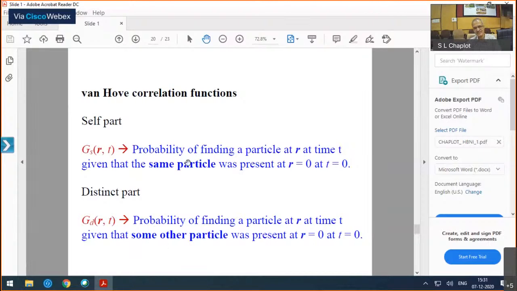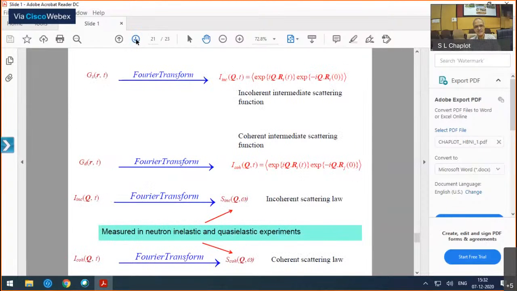In fact, I should say that this one is also related to the coherent scattering as well as incoherent scattering, because even though it's the same particle or atom, it has both coherent and incoherent scattering. So both of them will contribute to this, whereas only the coherent part of the scattering will contribute to the distinct correlation function. So these are formal definitions.